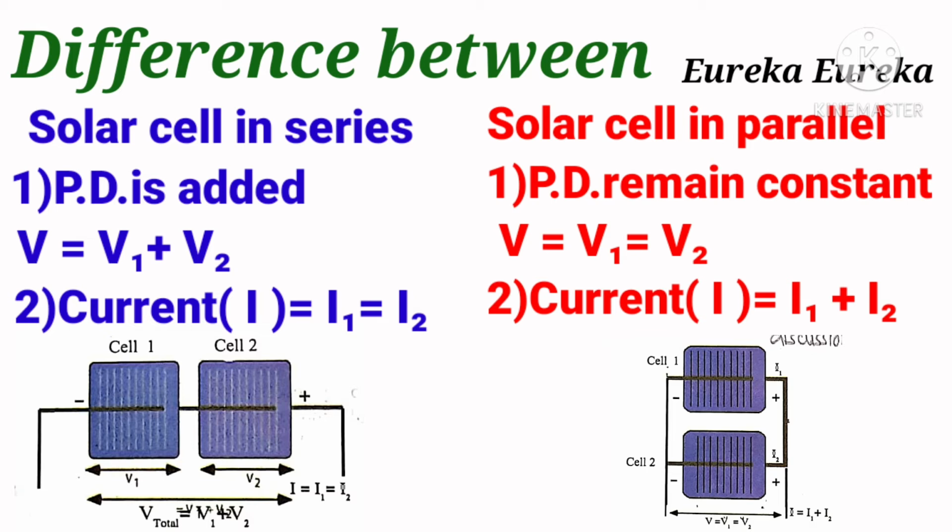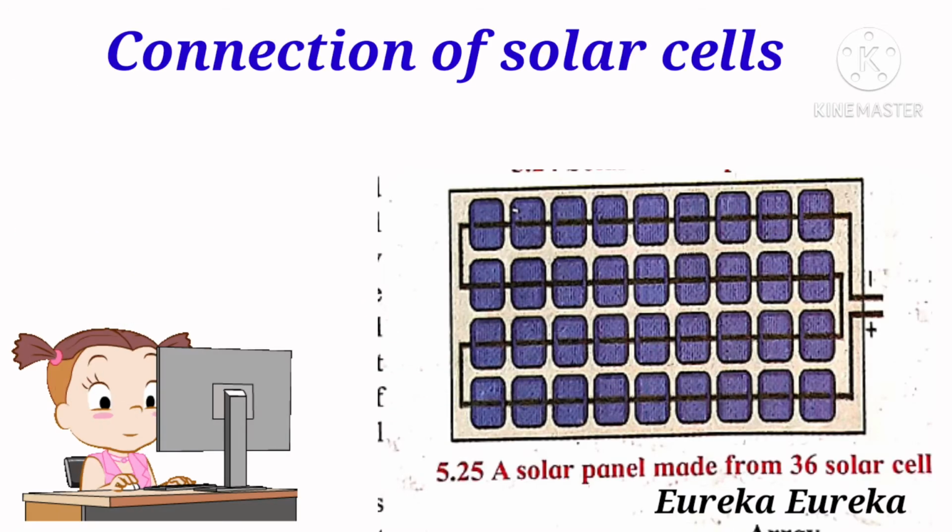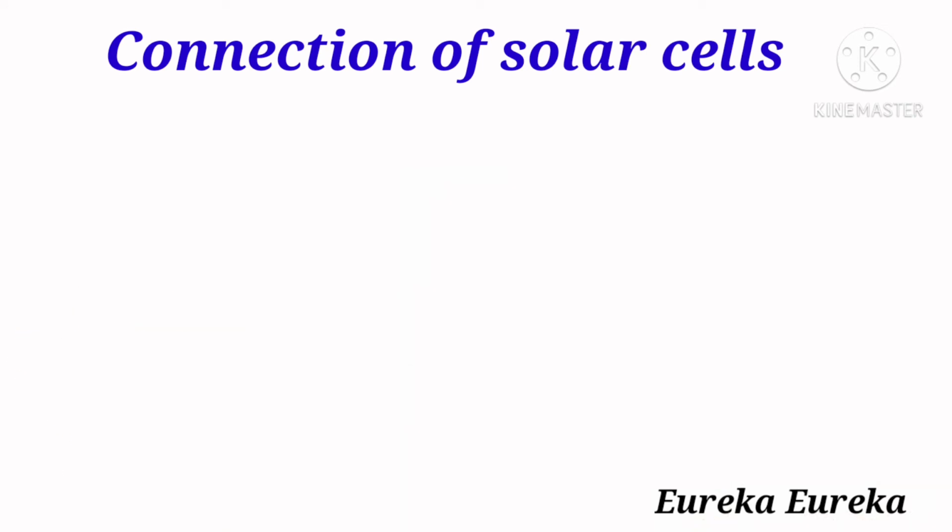This combination of solar cells in series and the combination of solar cells in parallel, it is used to generate the required amount of electricity and to withdraw a required potential difference from the solar photovoltaic cell. Now let's study how the solar cells are connected.